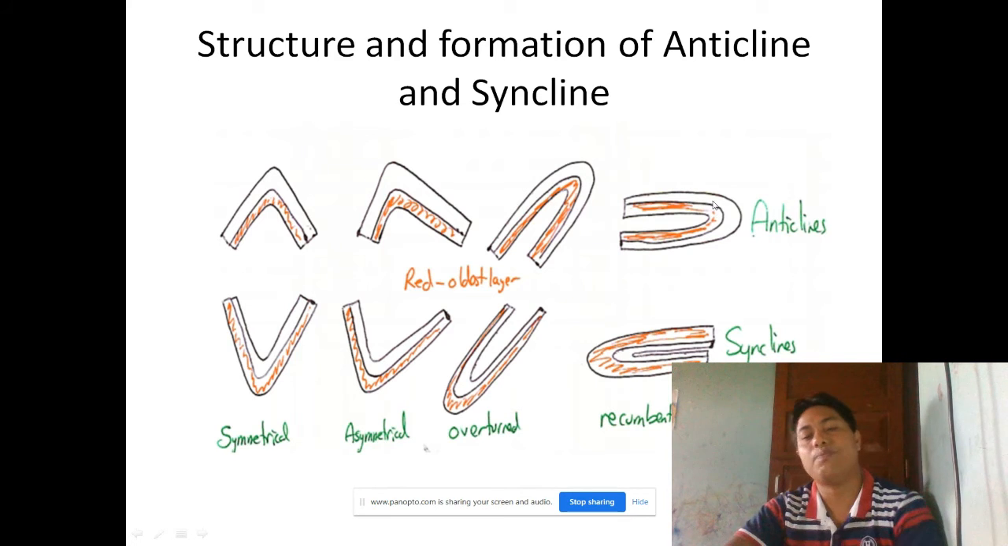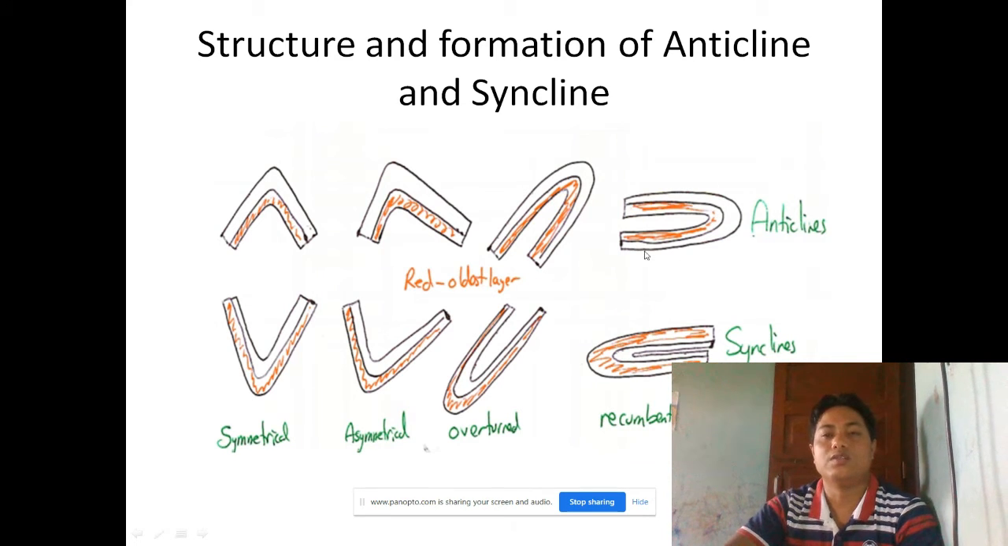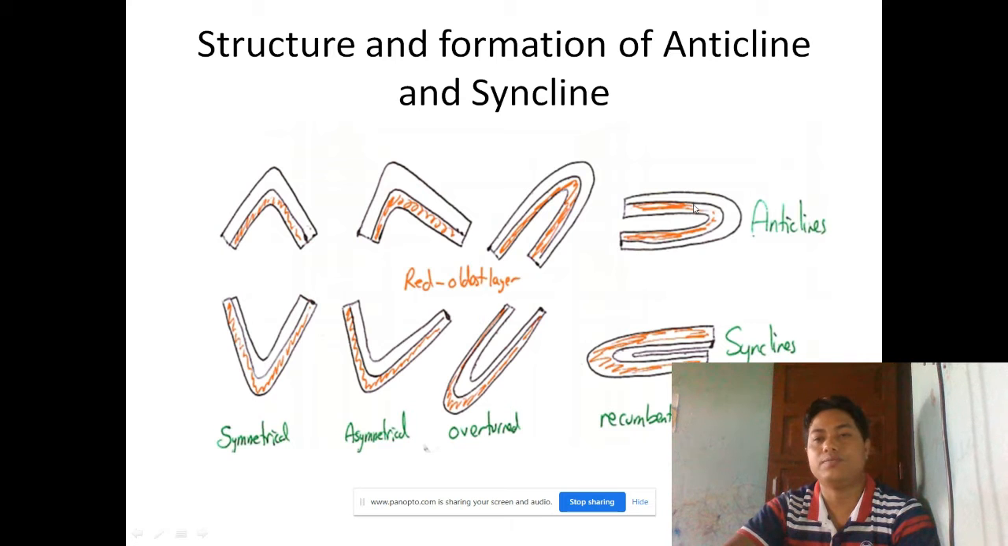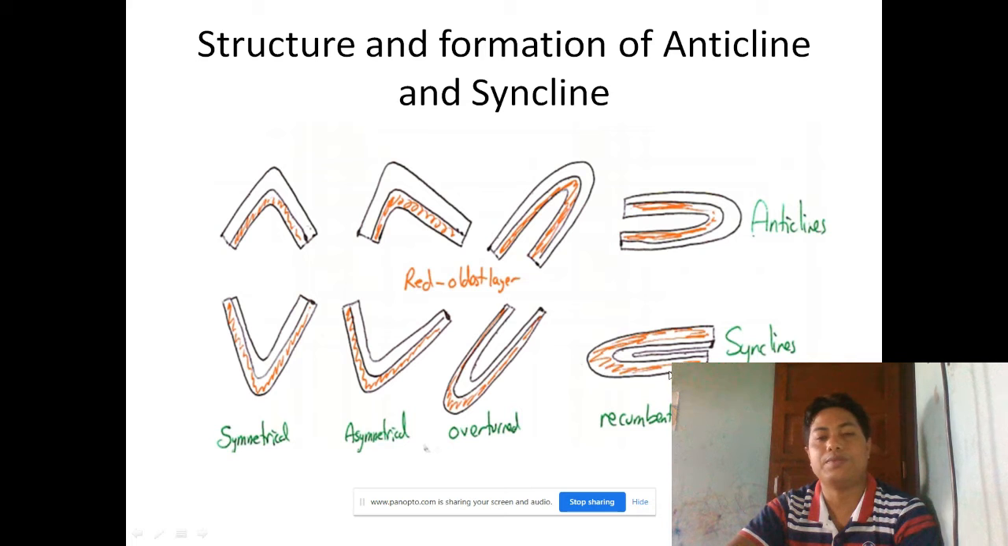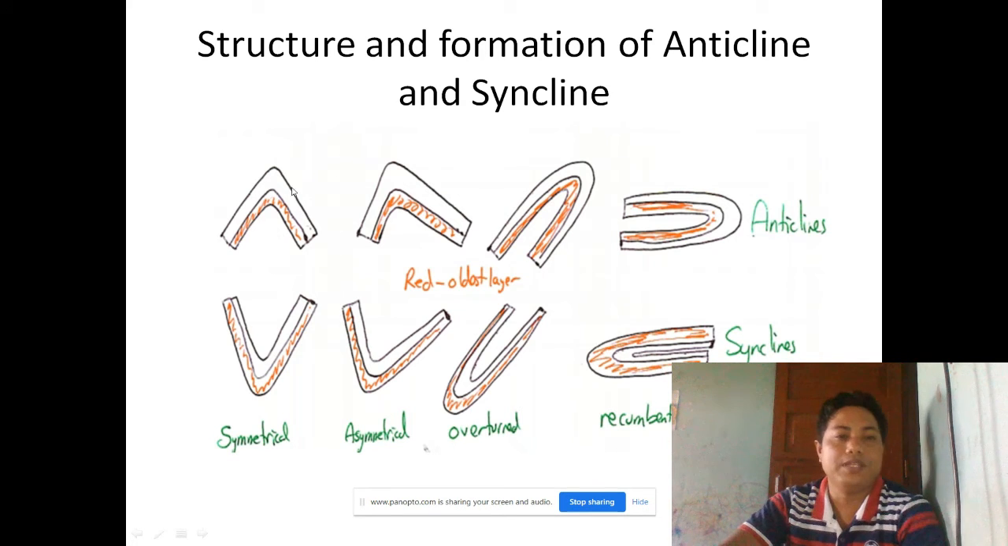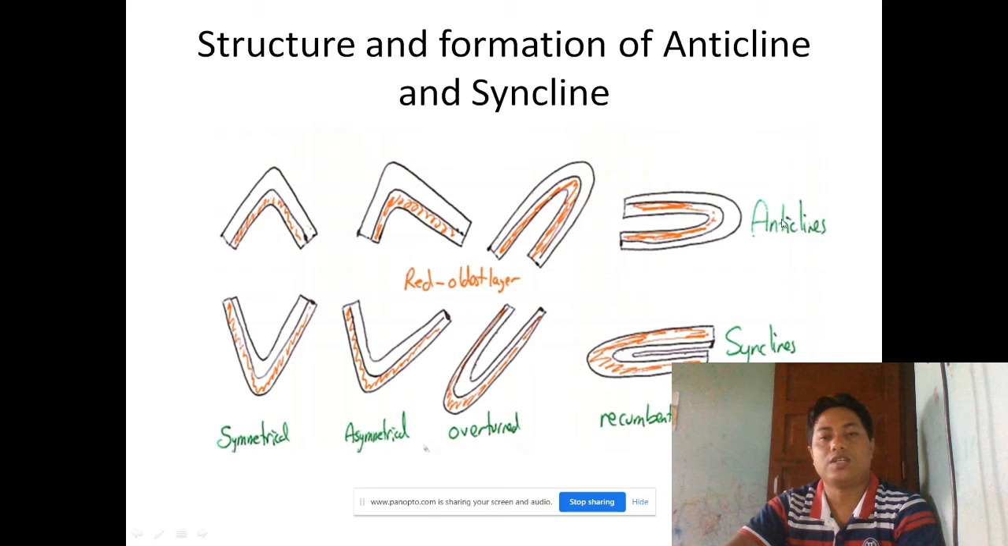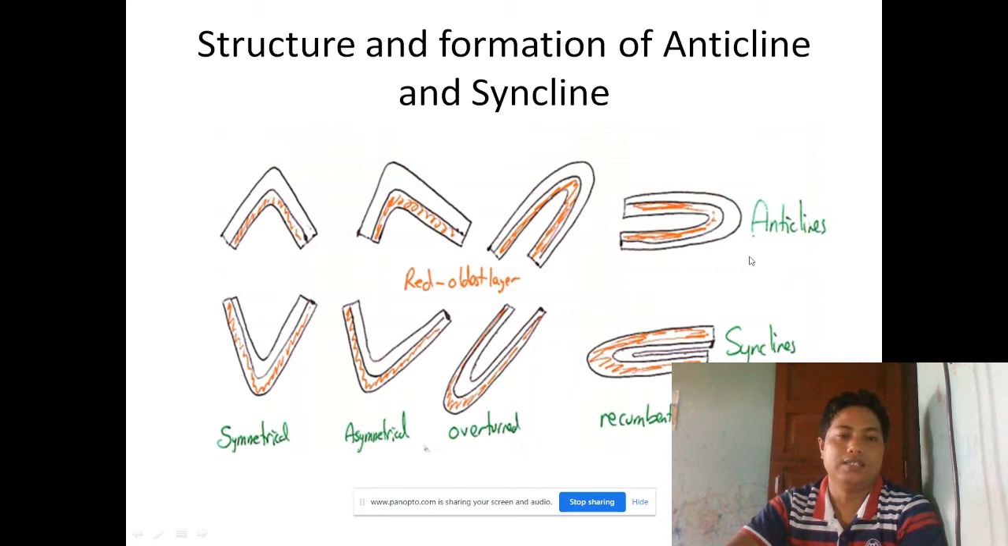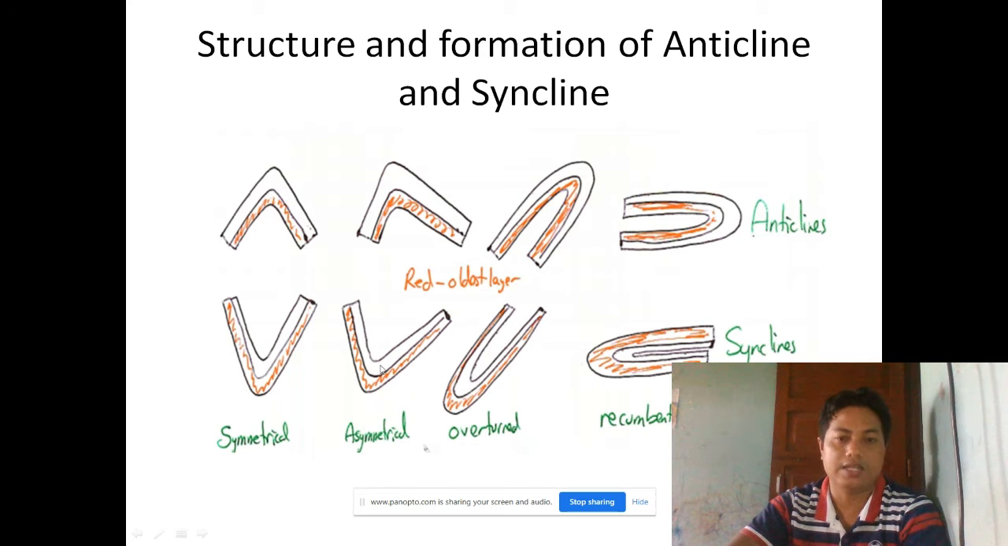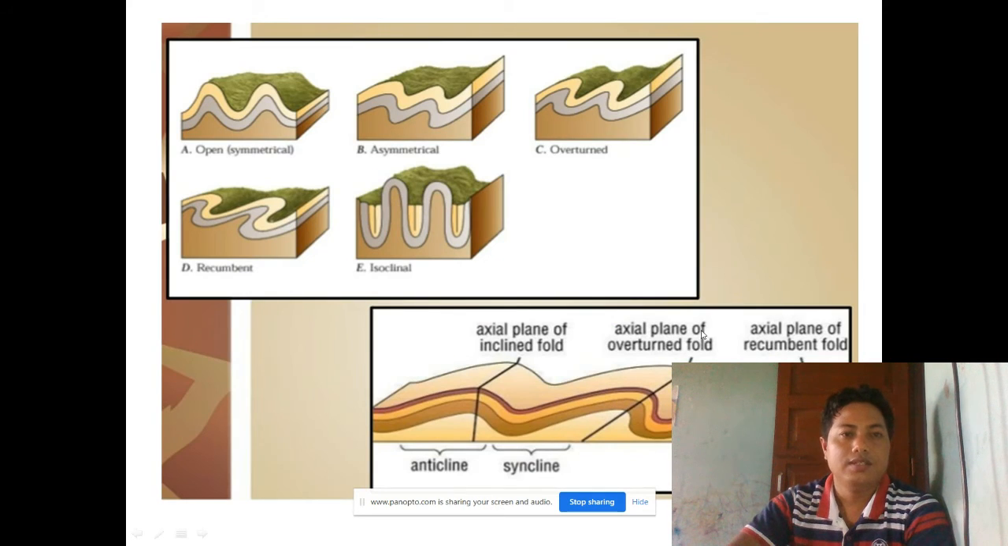Mostly horizontal to the plane, pointing this way. And the anticline also sometimes can become like this. So it can be either way, anticline or syncline. This type of curvature can occur in the anticline as well as in the syncline. So: open, asymmetrical, overturn, recumbent, isoclinal.